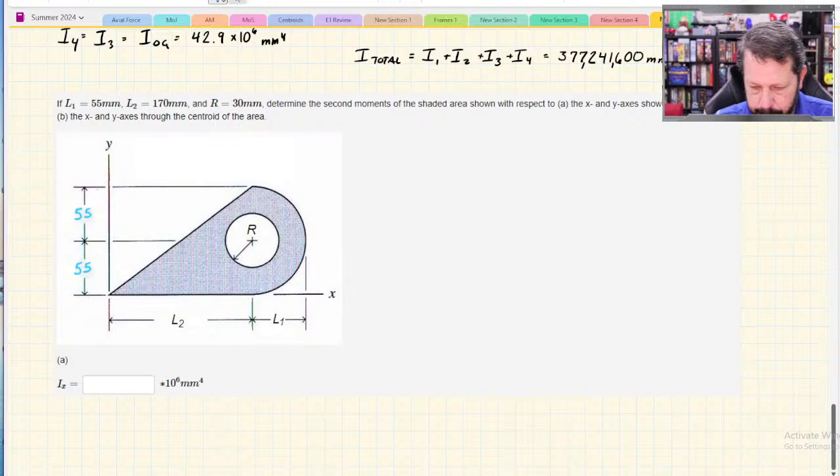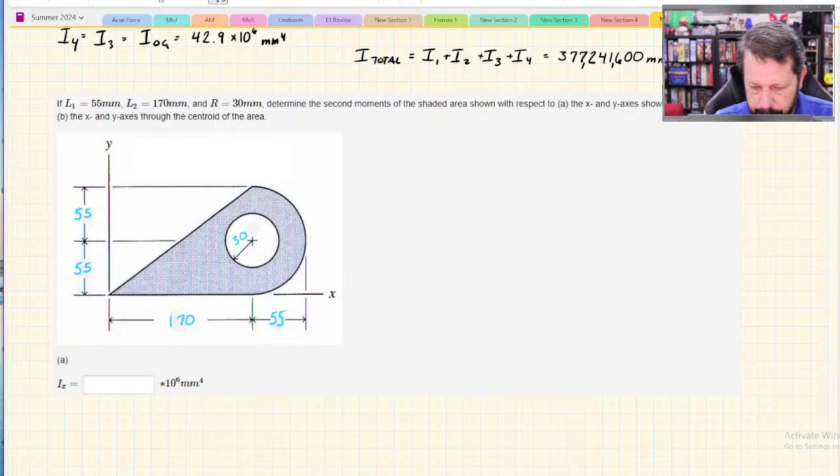L2 is 170. R is 30. And, oh, that L1, there's another L1. 55. Now, this one, be careful what it's asking.